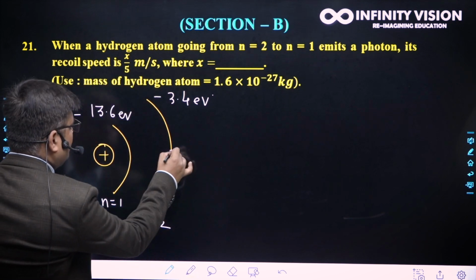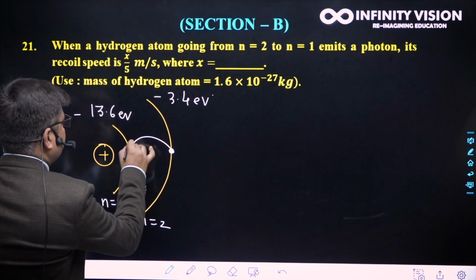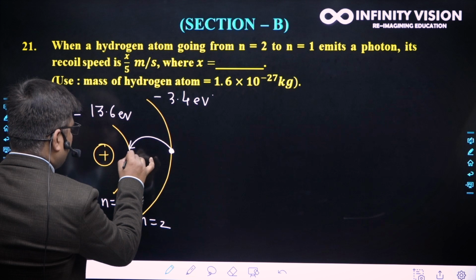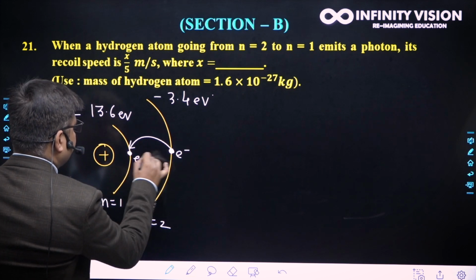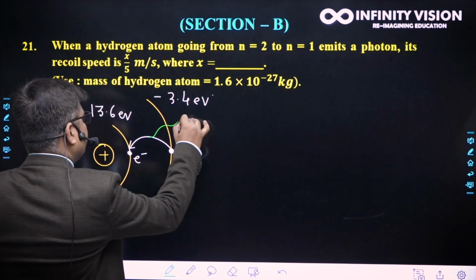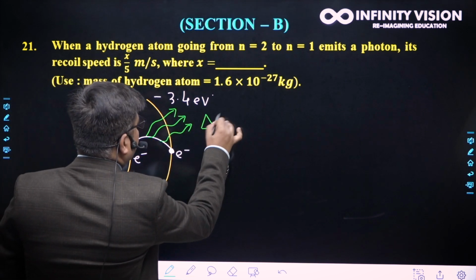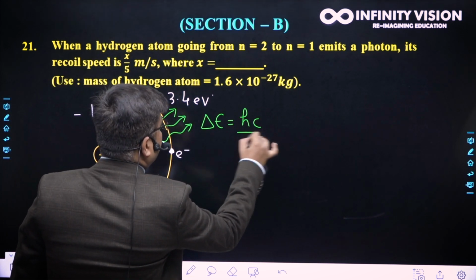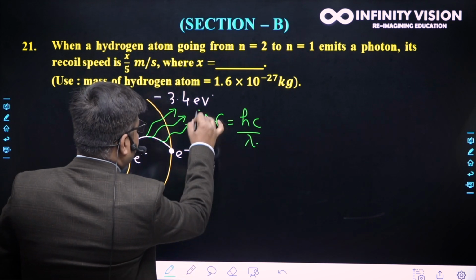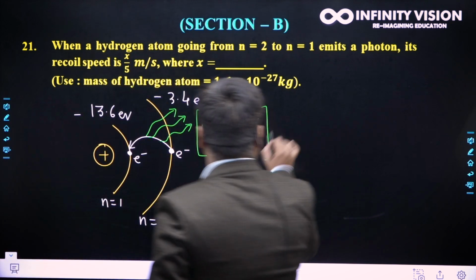So when an electron transits from second orbit to first orbit, then quite naturally there will be emission of energy, emission of a photon. And the photon energy will be delta E equal to hc upon lambda. So this is the energy of the photon that will be emitted.